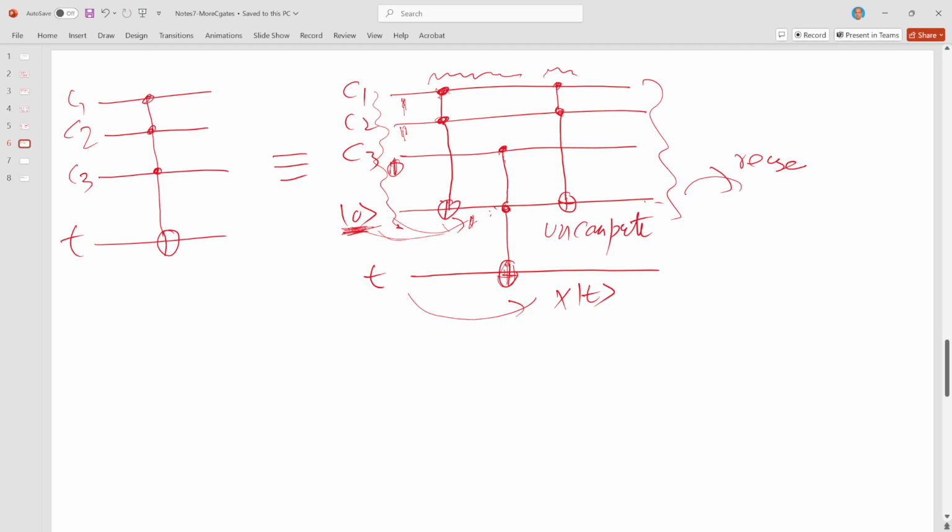So this way we can construct higher order, multi-qubit control X type circuits using Toffoli gates. And of course we have to have additional ancilla qubits. For example, if we want to construct a 10 controlling qubit gate, then we might need ancilla qubits of the order of 10.